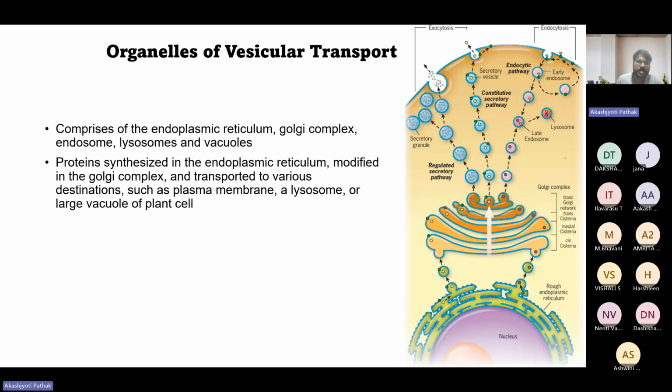So what are the different organelles? Like endoplasmic reticulum, Golgi complex, endosome, lysosome, vacuole. So these are the different organelles which are involved. Together they form an endomembrane system.